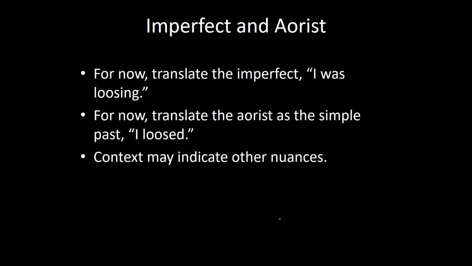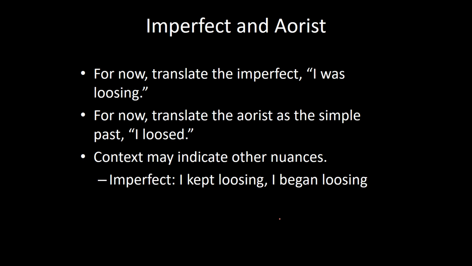And of course, context can indicate other nuances. I will go ahead and point out a couple regarding the imperfect. If there is enough context to suggest it, you could translate the imperfect, I kept loosing, or I began loosing. I kept loosing, I began loosing. What you have to have, though, is enough context to suggest these. Now, there are other nuances as well, but these are enough for now.